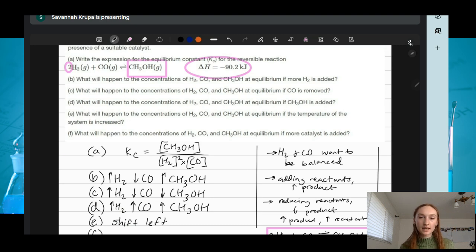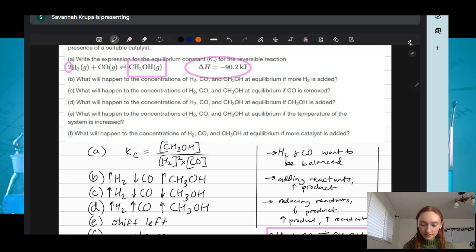And then for F, this is the last problem of the day. It says what will happen to the concentrations of H2, CO and CH3OH at equilibrium if more catalyst is added. So if more catalyst is added, nothing will actually happen here because it's already going to be releasing energy since the delta enthalpy is negative. And because it's negative, it's already going to be releasing energy, so nothing will actually happen here. So there's going to be no change in this problem.